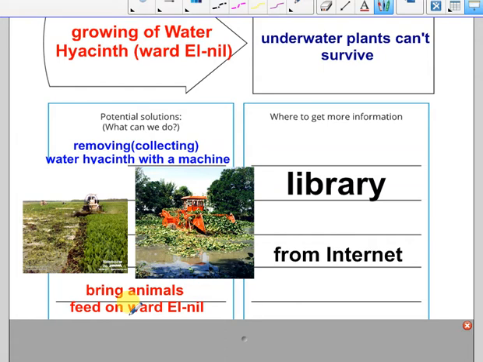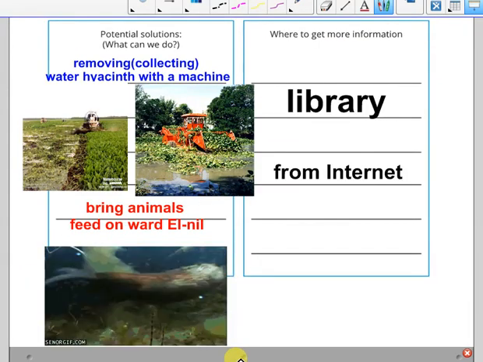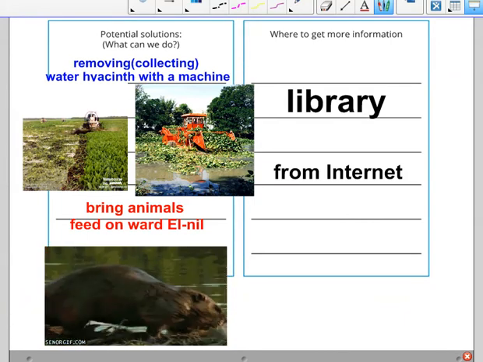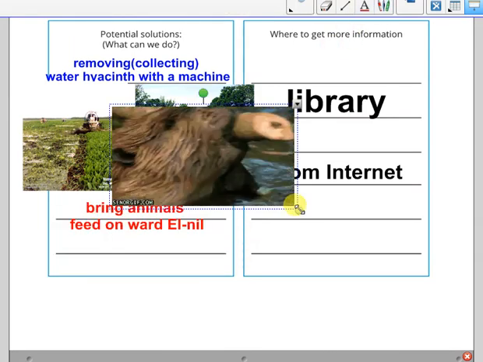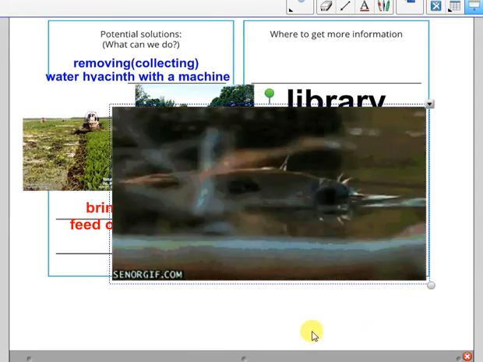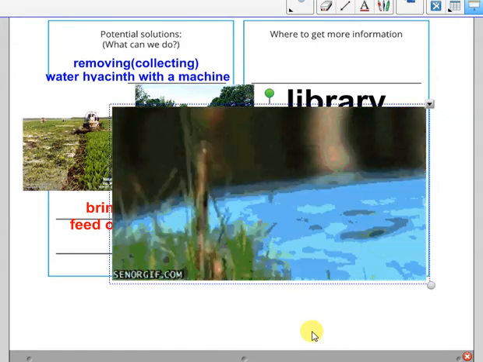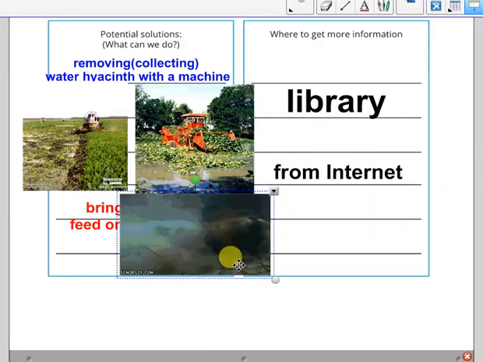Where do we get more information? We can get more information from the library or from the internet. Look at this animal, it can eat these water hyacinths. This is like a prairie dog eating these plants, so it removes the Nile from the water.